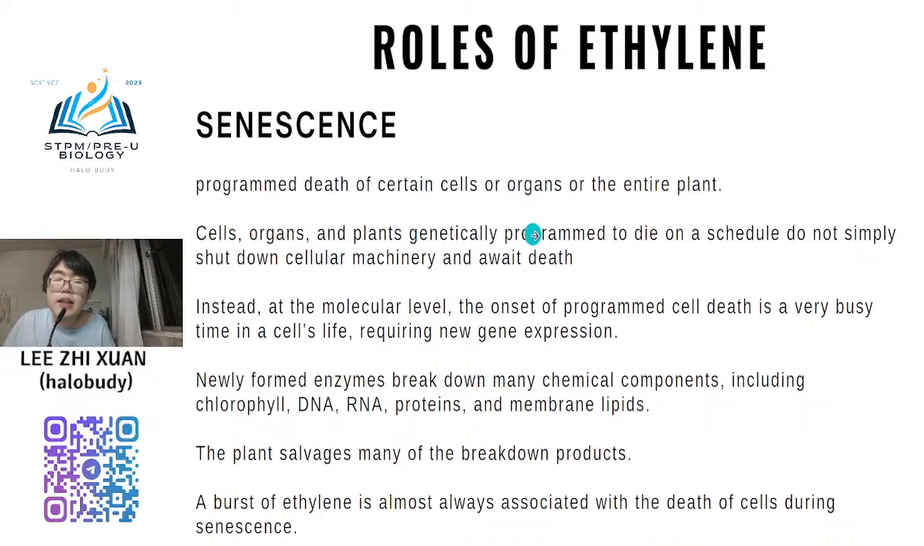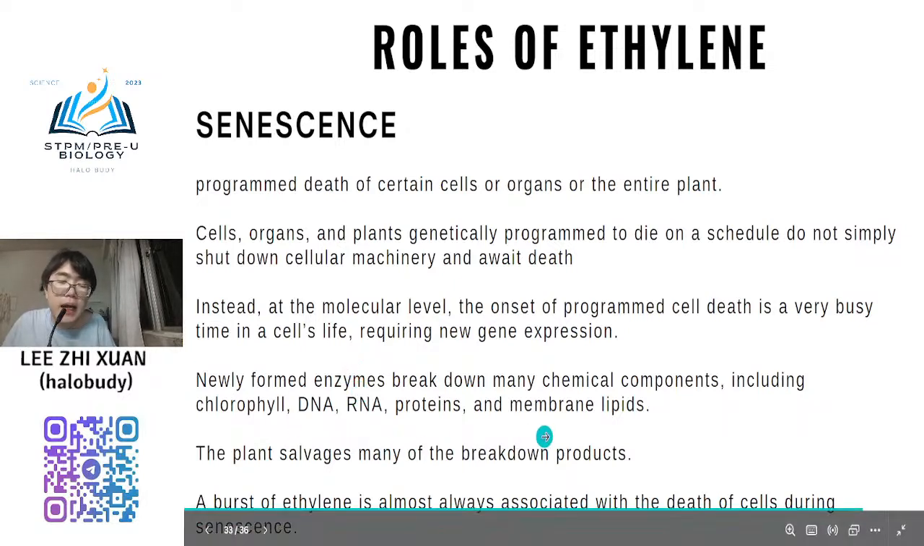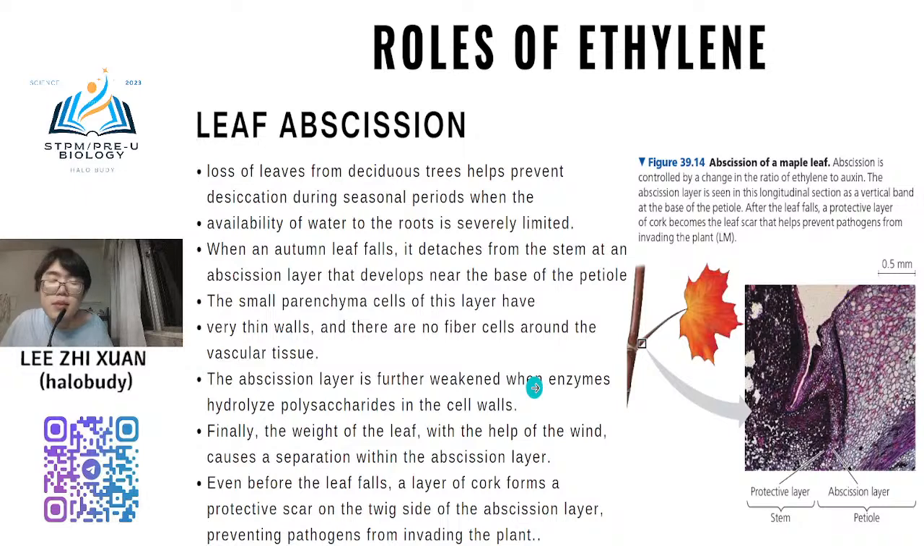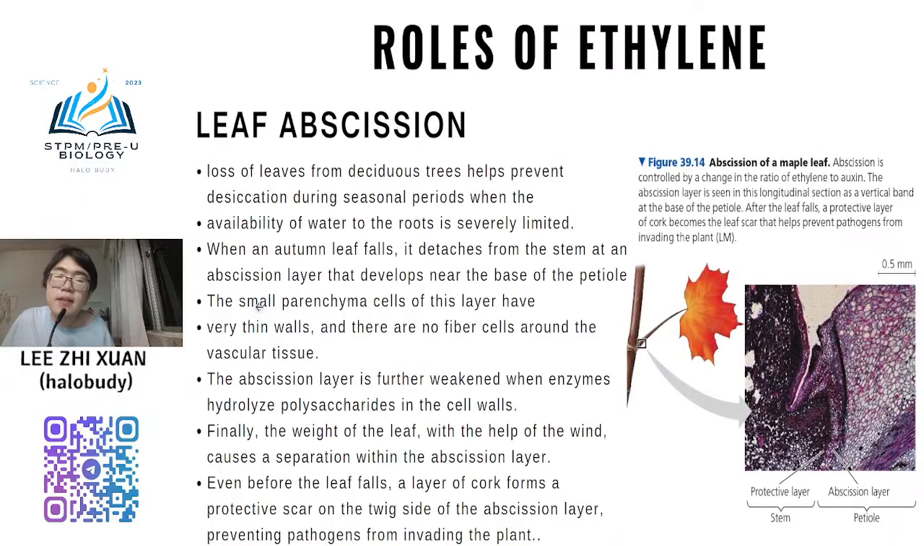Meaning that the cell does not die like a human, mati je lah. Tak, dia kena, you need to break down one by one first. Okay, so the plant will salvage many of the breakdown products, and burst ethylene is almost always associated with the death of the cell during senescence. Okay, the last function is about the leaf abscission.